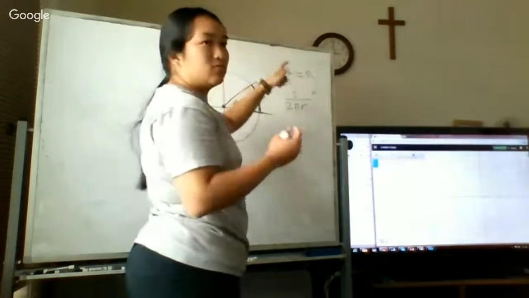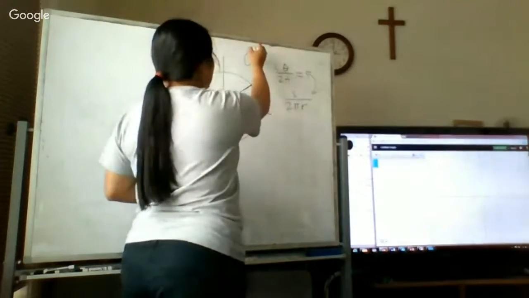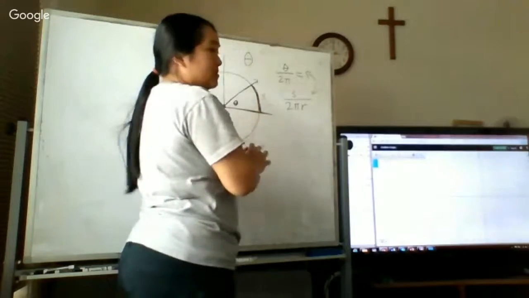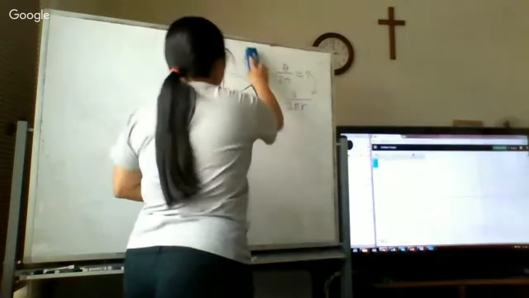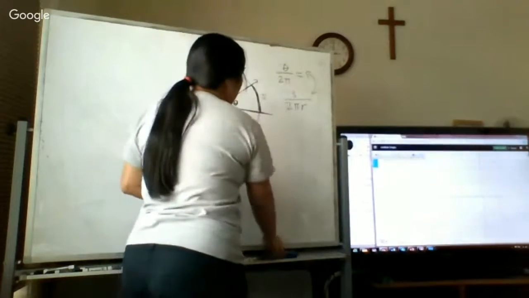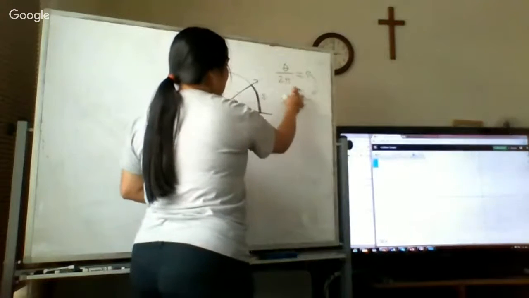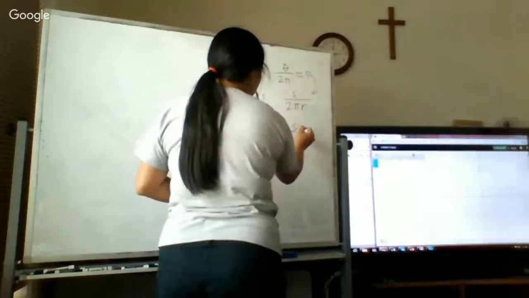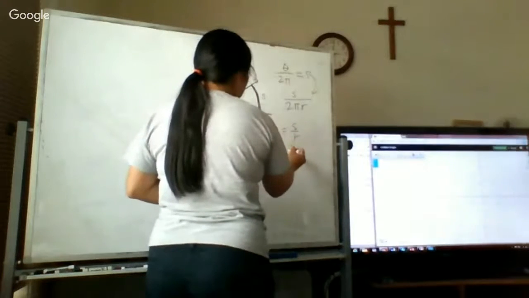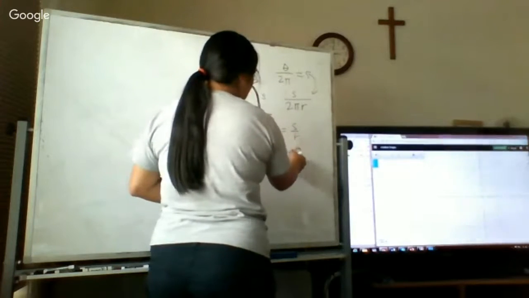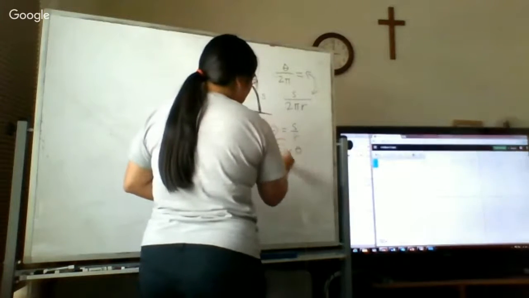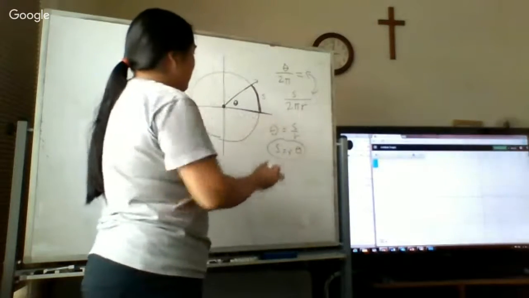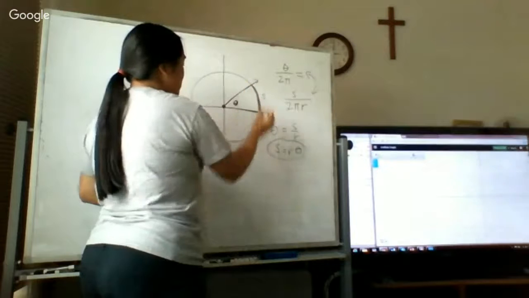Aaron and I might write it a little bit differently, but theta looks like a 0 with a line in the middle, and that's the Greek letter we use for angles. So if we set these equal to each other and we multiply both sides by 2 pi, then we get theta equals S over R. So S equals R theta. And this is the equation that you can use to find the arc length of any circle.